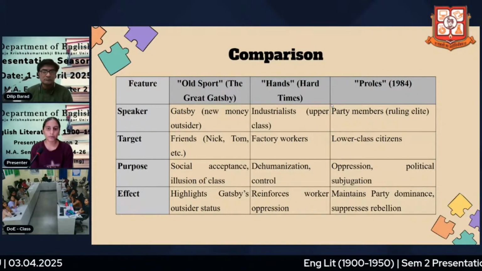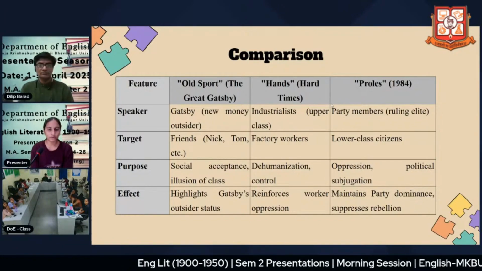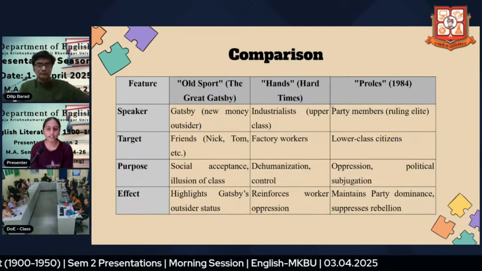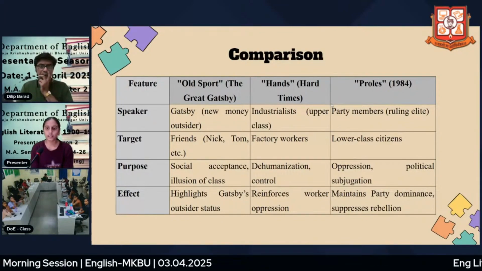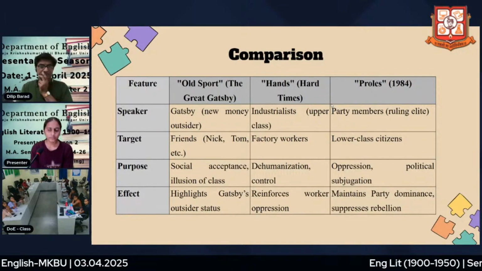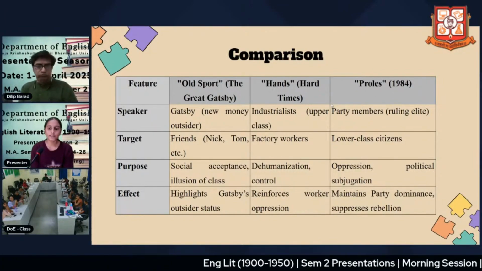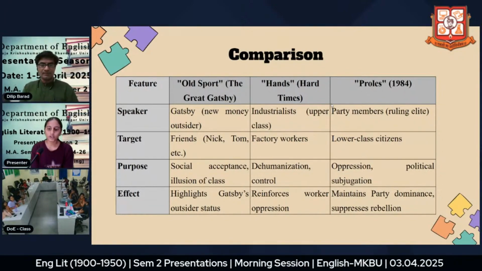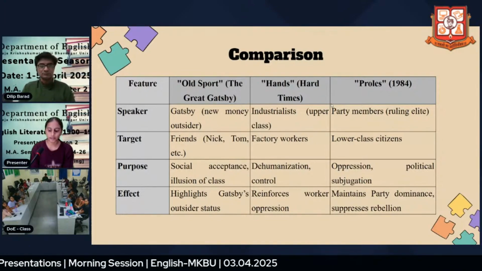Then Hands in Hard Times. It is spoken by the upper class for factory workers, and its purpose is dehumanization and control, and it reinforces workers' oppression. Then proles. It is spoken by party members for lower class citizens. Its purpose is political subjugation, maintaining party dominance and suppressing rebellion.